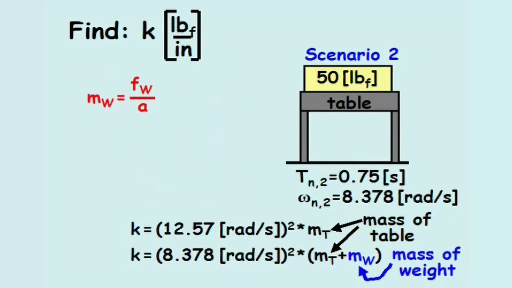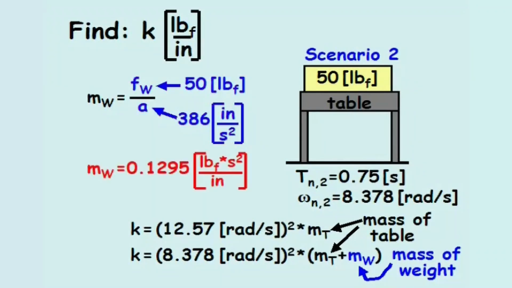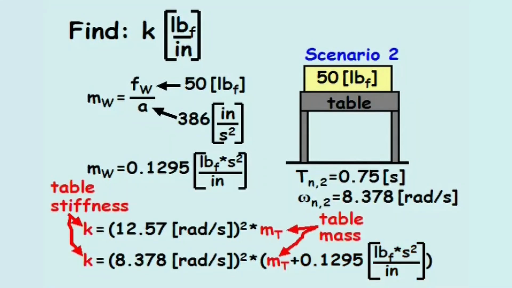Since mass equals force divided by acceleration, the mass of the 50-pound force weight on planet Earth equals 0.1295 pounds force seconds squared per inch. Substituting this value into the stiffness equation, we are left with two equations and two unknown variables. Those unknown variables are the table stiffness, K, and the table mass, m sub t.